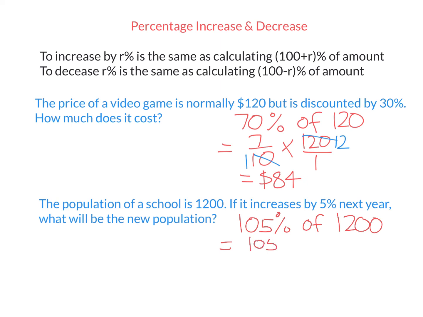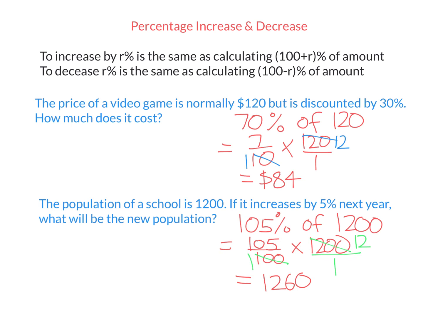We are going to write this as a fraction of means times. Okay, so this one can be simplified to 21 over 20, but I can cross out here 100 goes into itself once, goes into 1,200 12 times. So this will be the same as 105 times 12. 100 times 12 is 1,200, 5 times 12 is 60. It's going to be 1,260. That will be the new population.